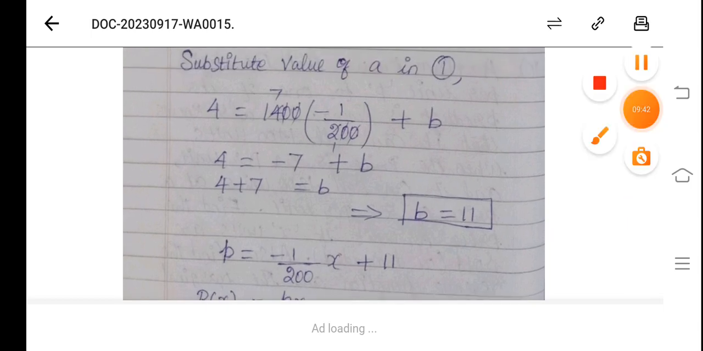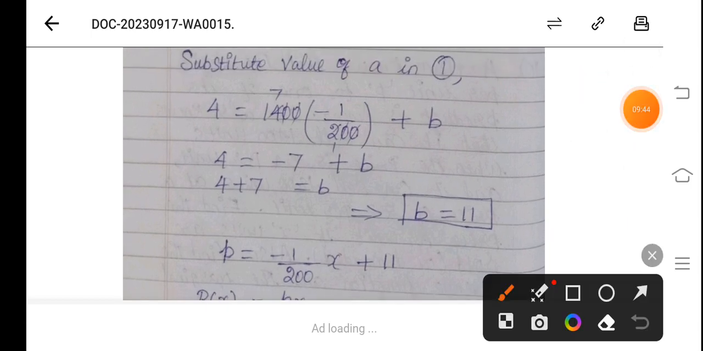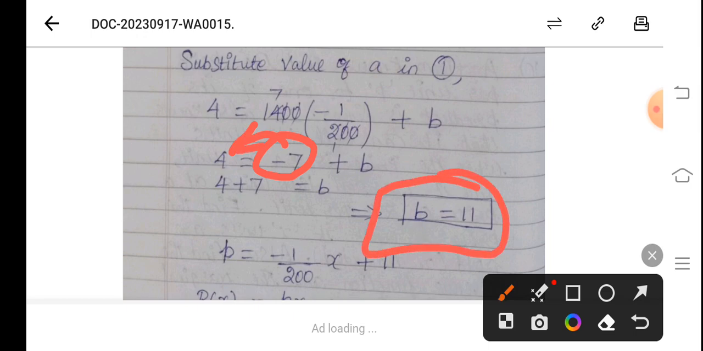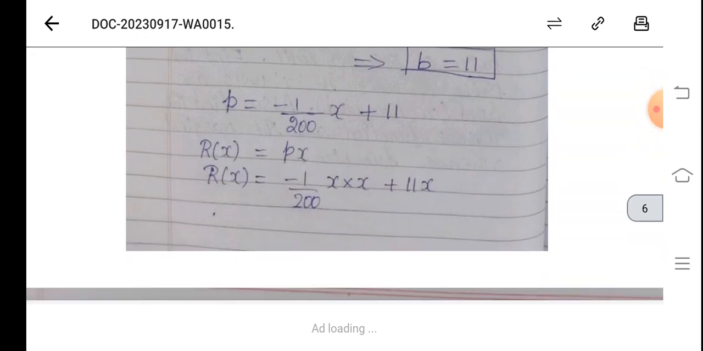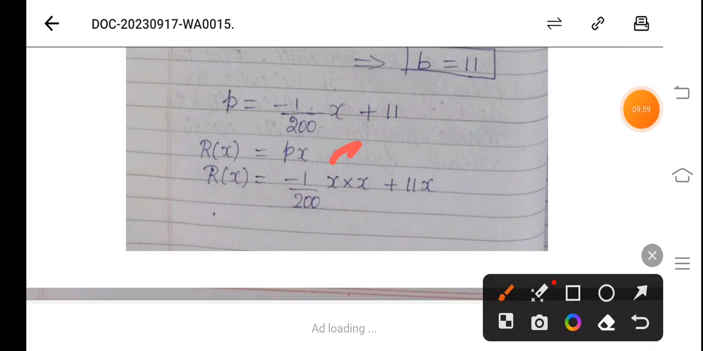Substitute the value of a. If you are substituting, cancel properly. The zeros cancel. Now 4 equals minus 1 plus b, so minus 1 goes to the other side as plus, and b equals 5. Substitute it in P equals ax plus b. Then apply R equals Px. So minus 1 by 200 x into x plus 11x.